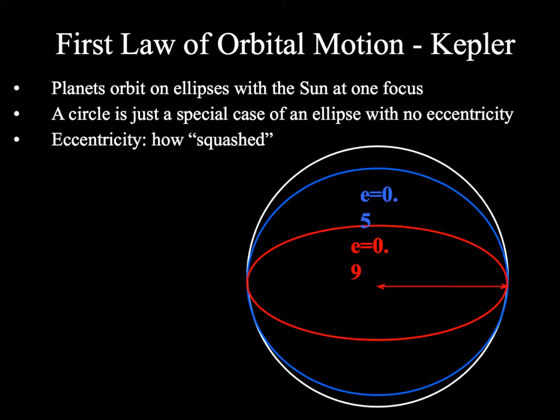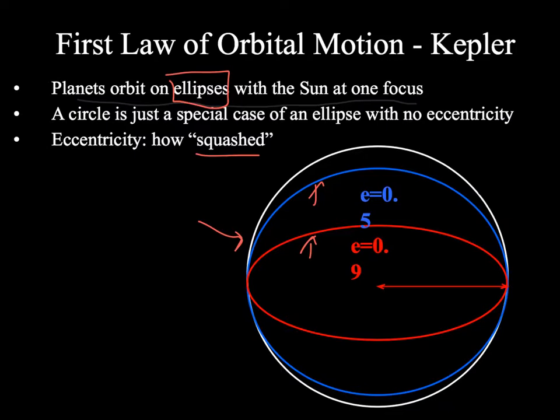So the first law of orbital motion, this is where I would write it down: planets orbit on ellipses. That's a really key point, so let's make sure you understand that. It does not happen where planets orbit in perfect circles. If you look down here, the white line is a perfect circle, and the other orbitals in blue and in red are ellipses. They're not perfect circles. They're basically squashed circles.